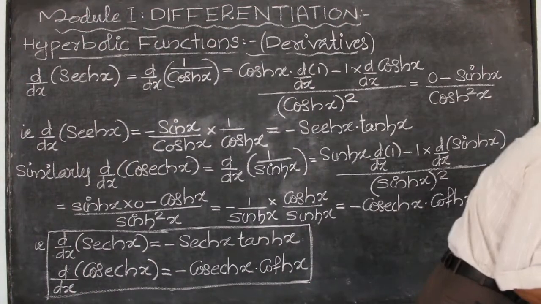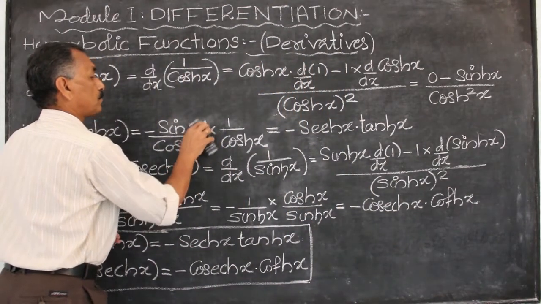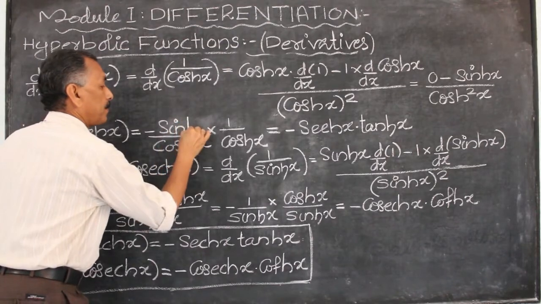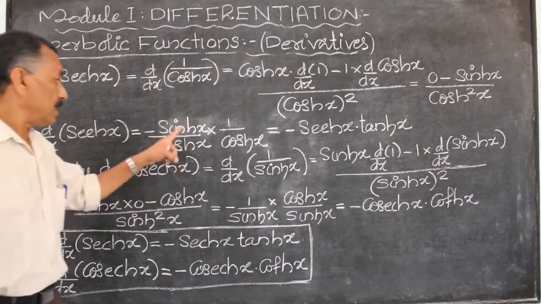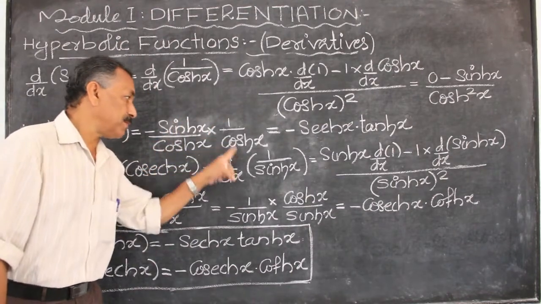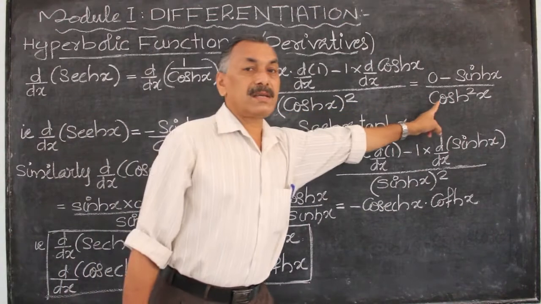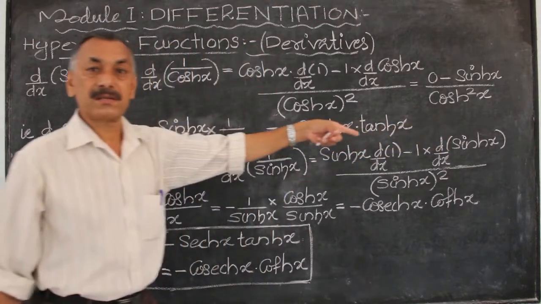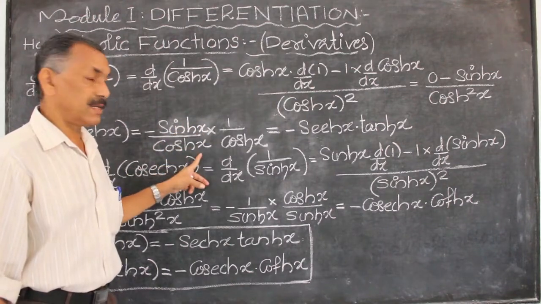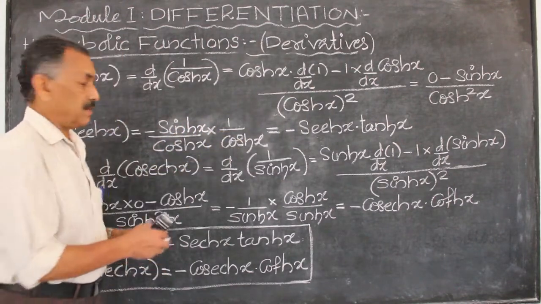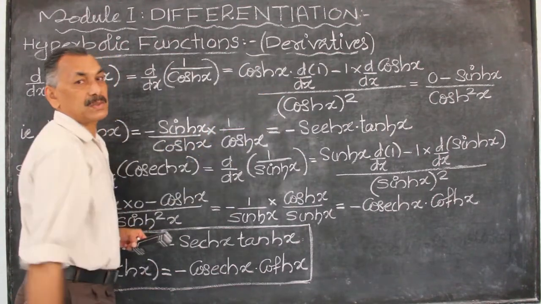Now, sinh x divided by cosh square x. Then sinh x divided by cosh x into 1 by cosh x. Denominator cosh square x means cosh x into cosh x. So minus sinh x divided by cosh x into 1 by cosh x, multiplying the numerator minus sinh x, cosh x into cosh square x.